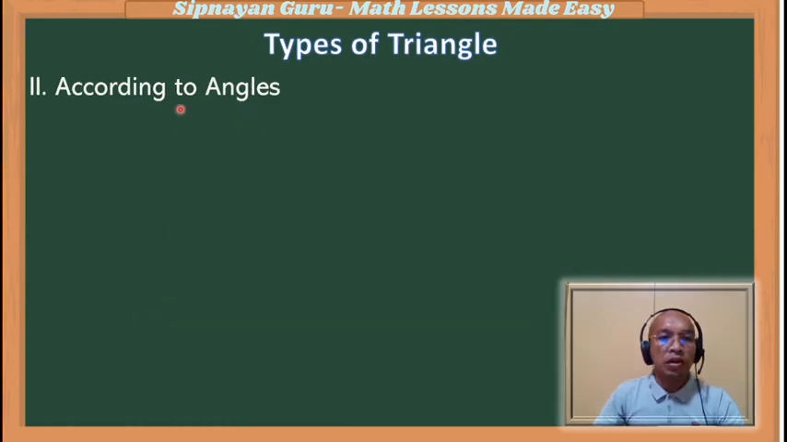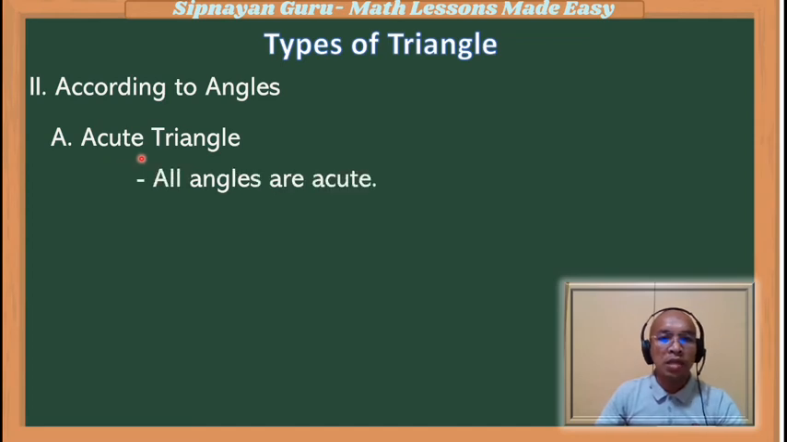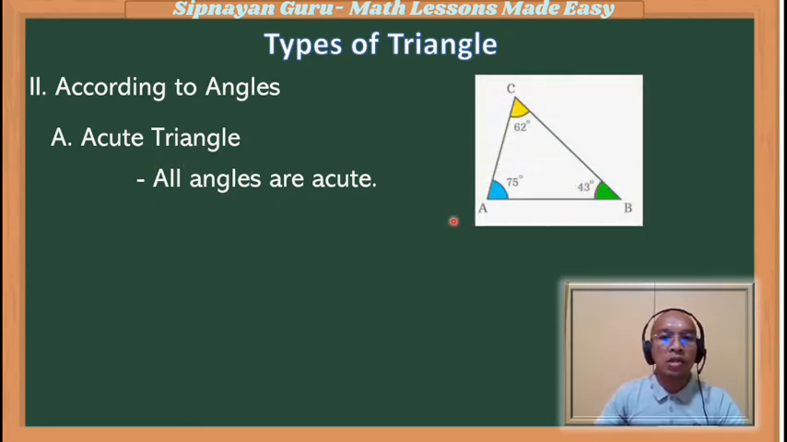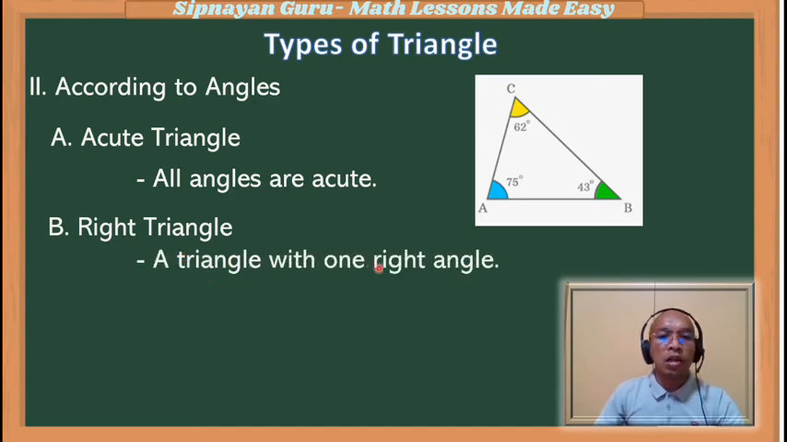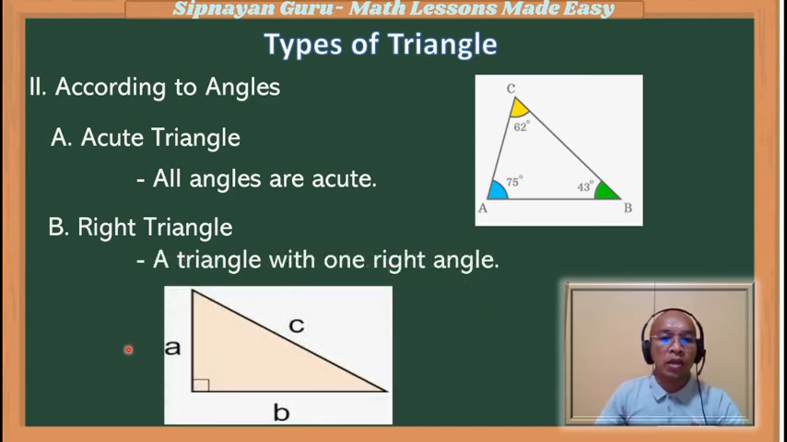Classification of triangle according to angles. First, we have acute triangle. Acute angle means that the measure of the angle is greater than 0 degrees but less than 90 degrees. So in acute triangle, all angles are acute. Next, the right triangle, it is a triangle with one right angle. We know that it is a right angle if you can see a box at the vertex of the triangle.